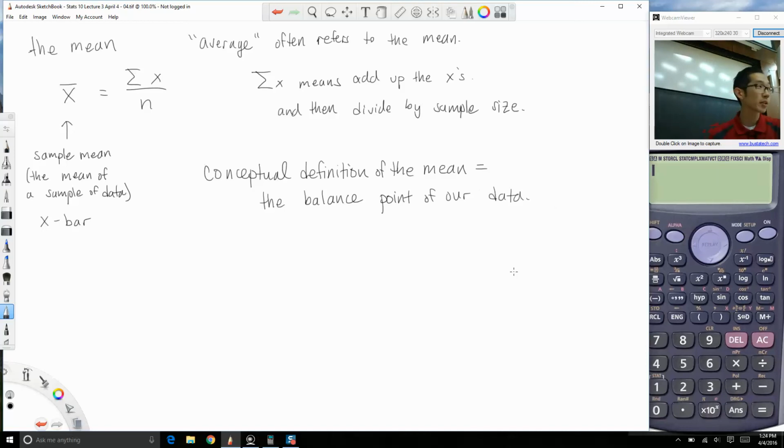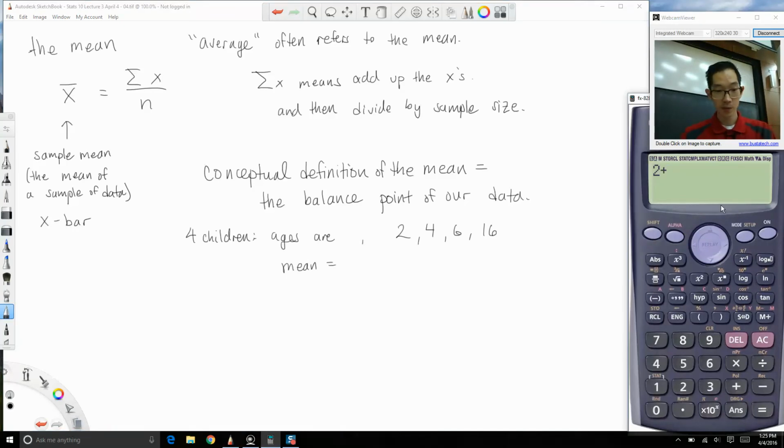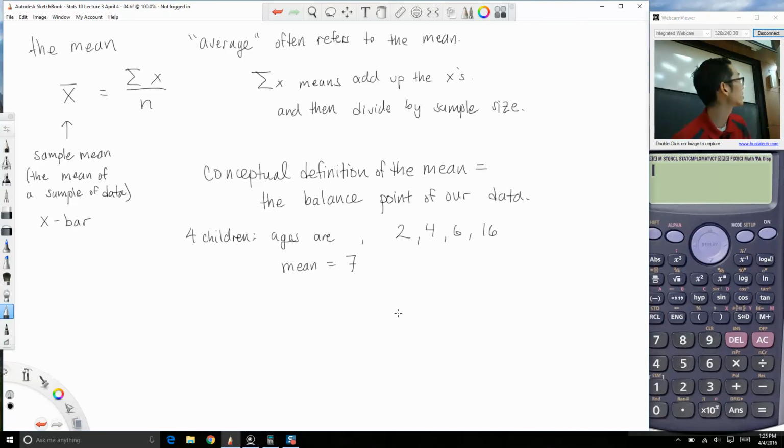Okay, so let's say we have a few values here, okay? So let's say someone has 4 kids, okay, 4 children, and the ages are, we'll say you have a 2-year-old, a 4-year-old, a 6-year-old, and a 16-year-old, okay? All right, the mean age is equal to 2 plus 4 plus 6 plus 16, 28 divided by 4, which would be 7, right? Okay, so this is our mean age.